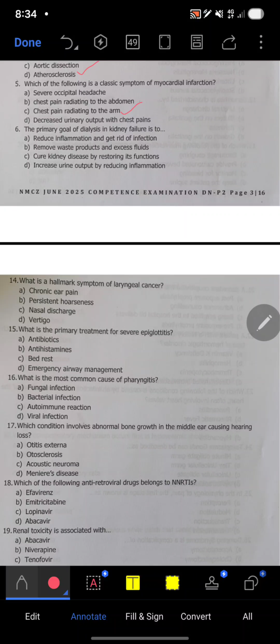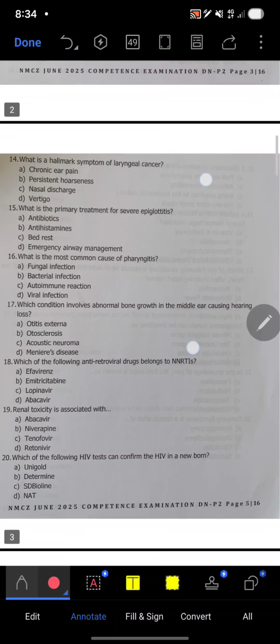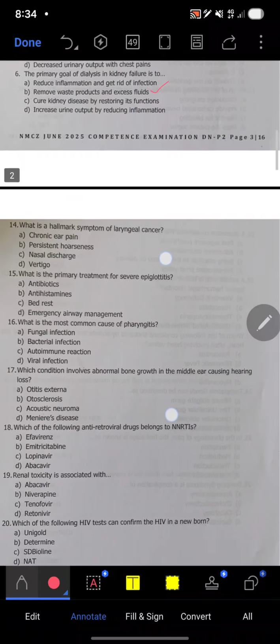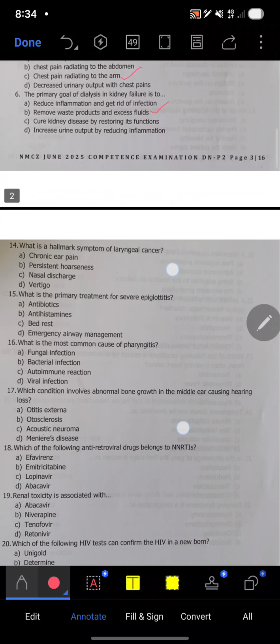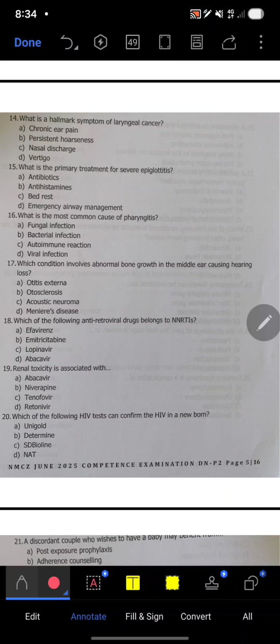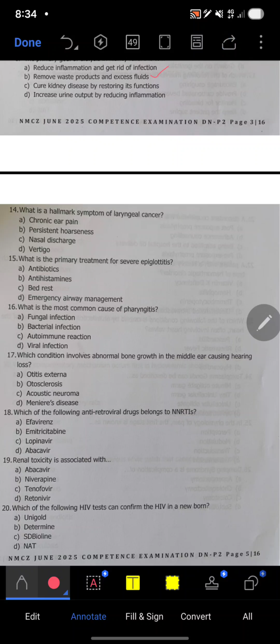Question 6, the primary goal of dialysis in kidney failure is to. The correct answer is B, which is remove waste products and excess fluids. Question 7. Okay, so this paper skips 7 and we go all the way to 14. So 14 says, what is a hallmark symptom of laryngeal cancer? The correct answer is B, which is persistent hoarseness.